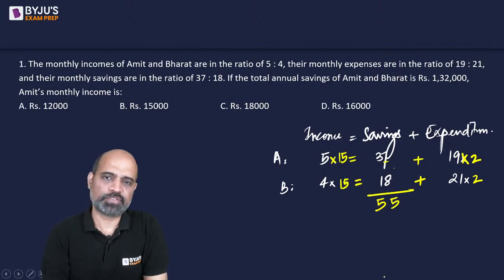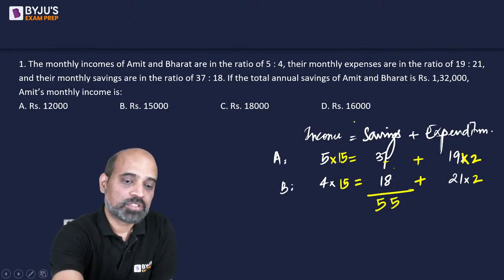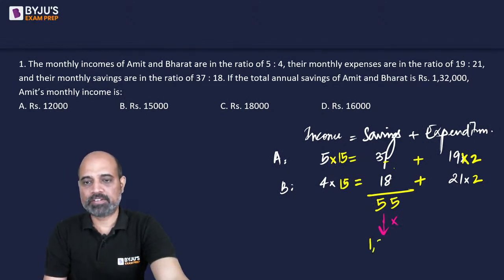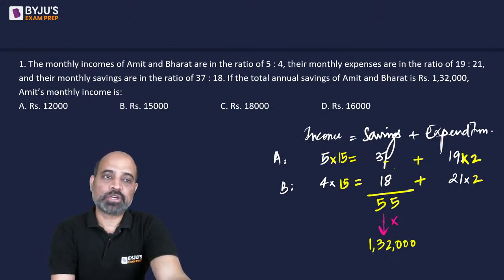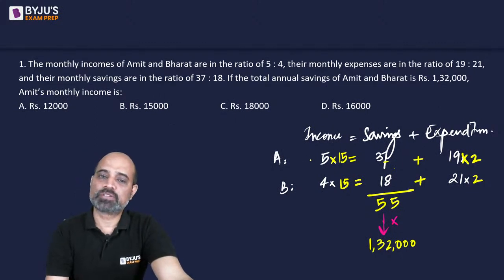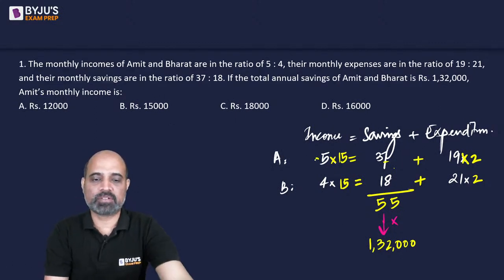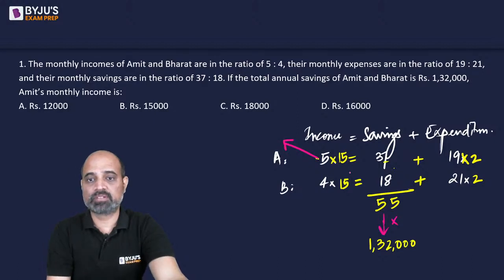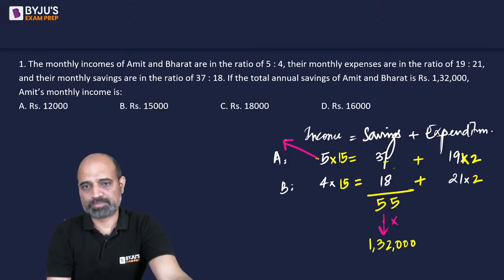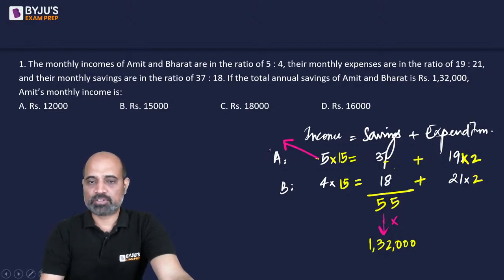हाँ, 55 है. So how many times is this? 55 को कितने से if you multiply, you will be getting 132,000. जितने से मल्टीप्लाई करोगे उतने से मल्टीप्लाई अमित's monthly income is also going to be. So we are going to multiply this number, which is 75, with the same value. ठीक है? तो एक तो ये कर सकते हो.